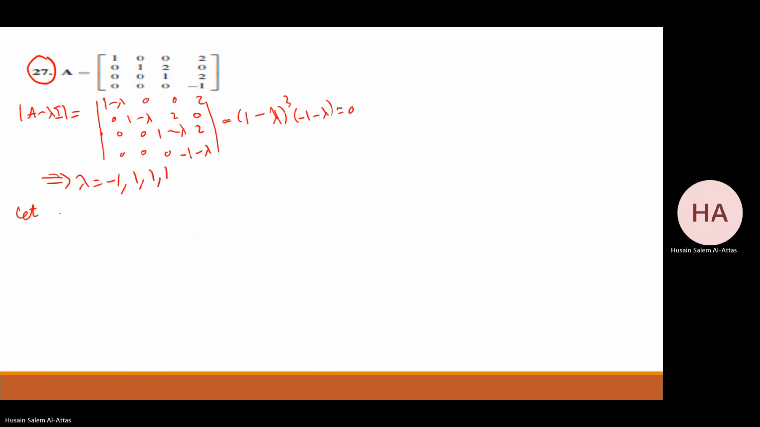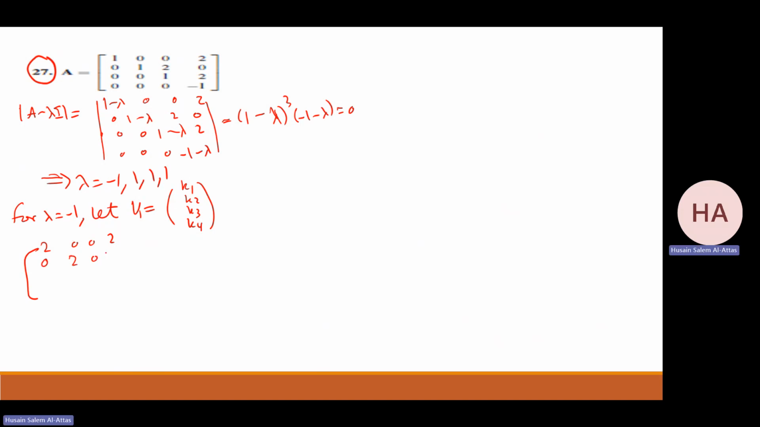For lambda equal to minus 1, I let V1 be K1, K2, K3, K4. What will be the system? 1 minus minus 1, that will be 2, 0, 0, 2. That will be 0. 1 minus minus 1, that will be 2, 0, 2. The last one, 0, 0. That will be 2, 2. And that will be 0, 0, 0, 0.